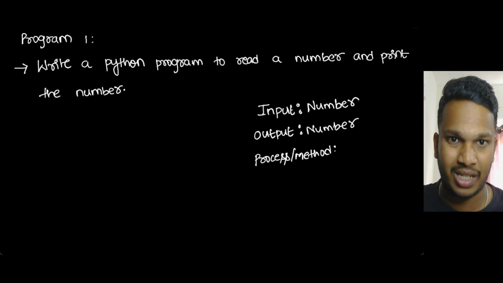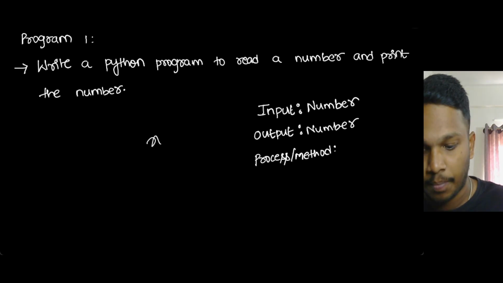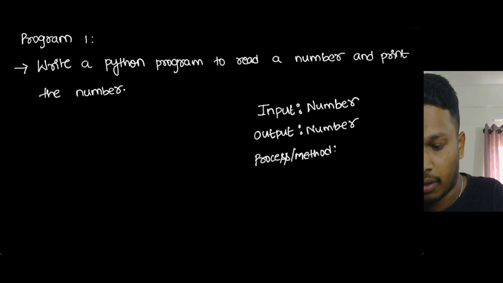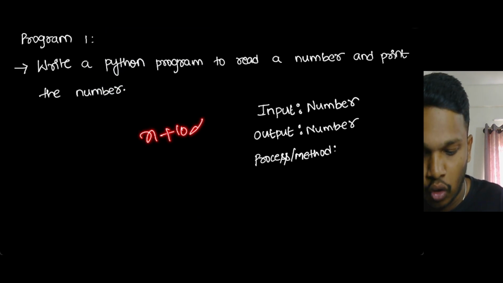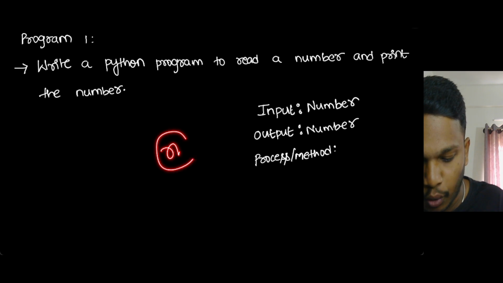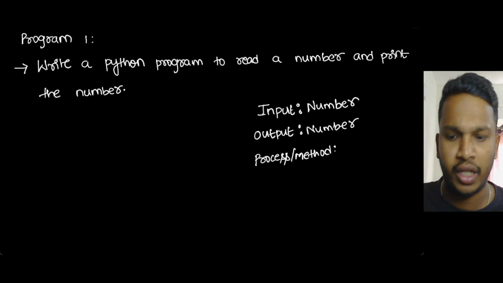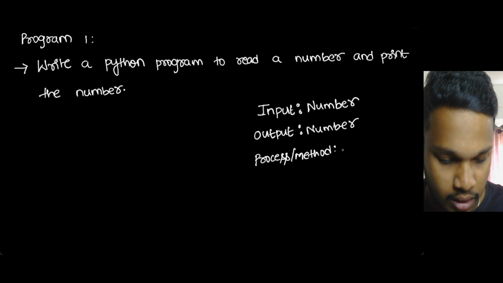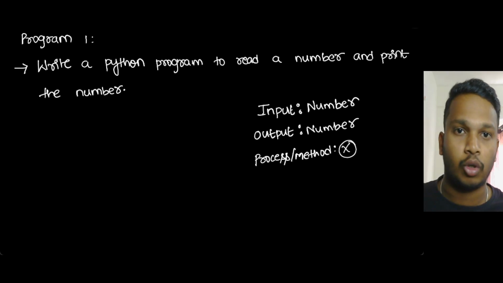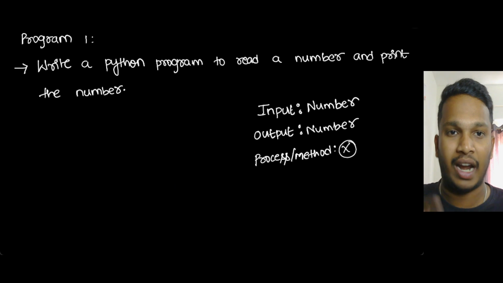What should we do? Do we need to process? Do I need to add? For example, if I get some number x, like 7, do I need to add 10? No, I just need to take input x and print x. Clear? That's all. I should not do anything, so there is no method for this. I just need to take the number and print the number. Clear? This is the question.